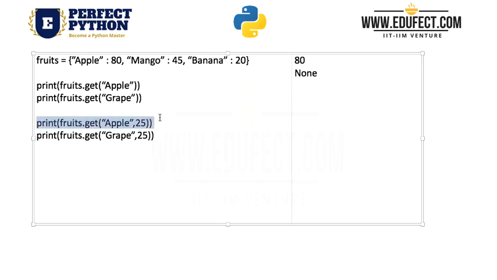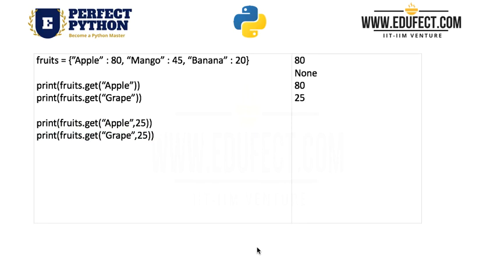Then what are we saying here? Print fruits.get apple, 25. So what this means is that if this key is not found in the dictionary, then return this value that has been specified. Now in this case, is apple in the dictionary? Yes. So we will get 80. Now in the case of grape, is grape in the dictionary? No. So it will return this value 25 and hence what will get printed is 25. So imagine a use case where the default price of say fruits is 25. Then if we use get in this fashion to retrieve it, we will always get either the correct price or the default value. And there is no error.